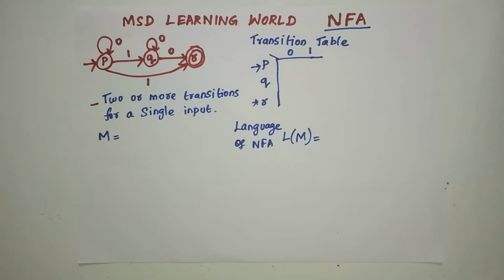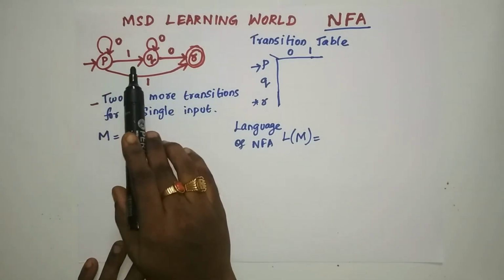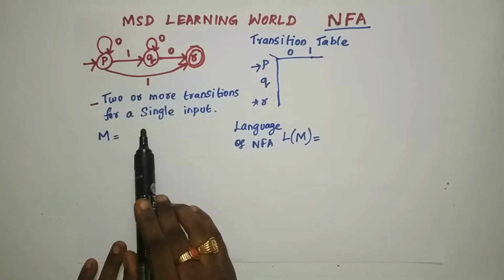If any one of the states holds the property of having two or more transitions for a single input symbol, then the entire automata becomes a non-deterministic finite automata. Even if some of the states hold the deterministic property, if any one state is holding the non-deterministic property, then the automata will automatically be a non-deterministic finite automata. So a state will have two or more transitions for a single input.